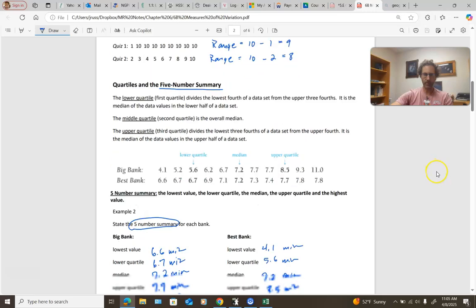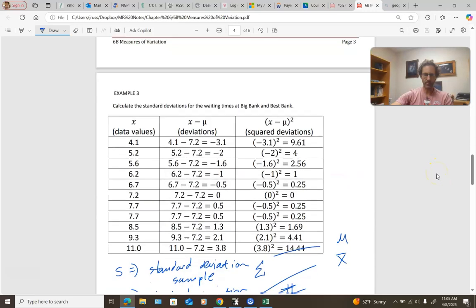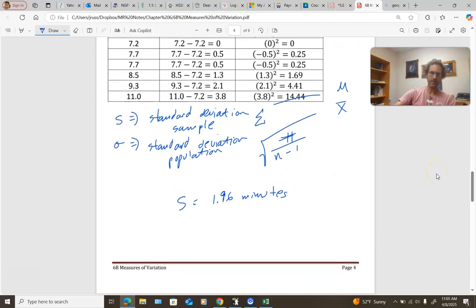And so I'm going to put this in the notes. So I want you to see that difference there. So the standard deviation, this one is Best Bank. And this one is the standard deviation of the wait times at Big Bank. This is only 0.44 minutes. Okay, so in other words, not even a half an hour.